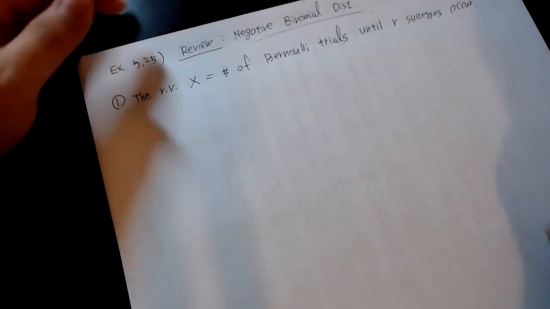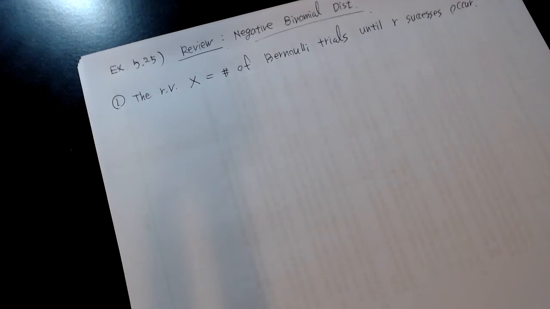Let me go over the binomial distribution, the geometric distribution, and the negative binomial distribution. For the binomial distribution, the random variable X is the number of successes. For the geometric distribution, the random variable is the number of Bernoulli trials until we get the first success. The negative binomial distribution is a general version of the geometric distribution. The random variable X denotes the number of Bernoulli trials until r successes occur.